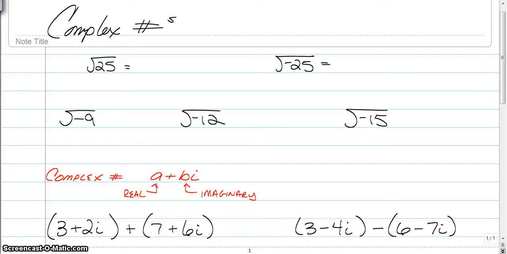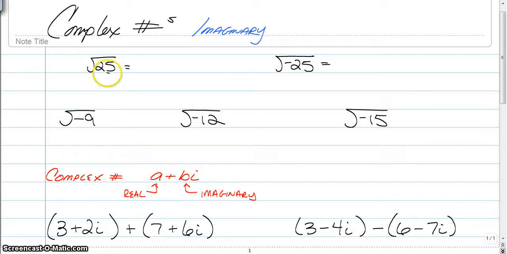Alright, here we go. A little video on what's known as complex numbers. And we're also going to work with some imaginary numbers today as well. Now, imaginary numbers are something that's probably a little bit new to you. Basically, it means that we can now take the square root of negative numbers.